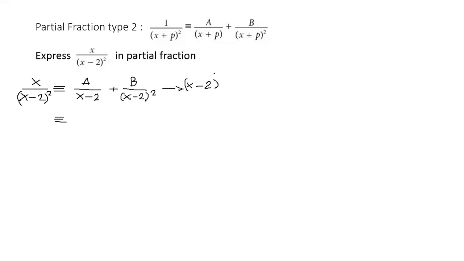Okay, the denominator of the second fraction. So a times (x minus 2) squared over (x minus 2) squared, it becomes a times (x minus 2). This numerator is x here, and then b times (x minus 2) squared over (x minus 2) squared becomes b. The coefficient of x, I mean, is 1.